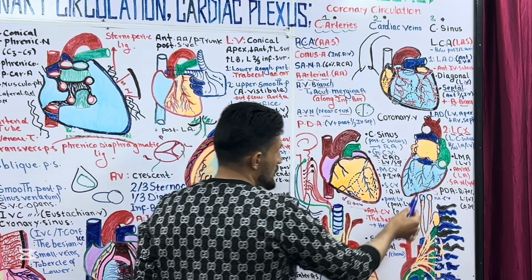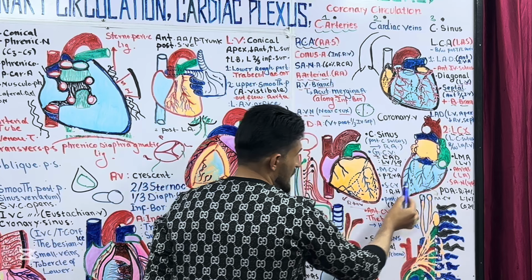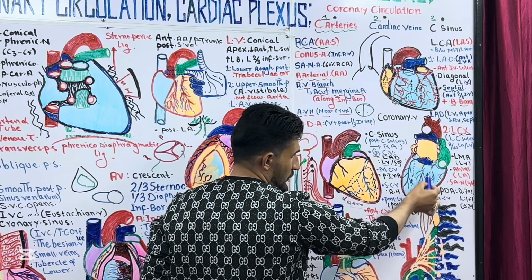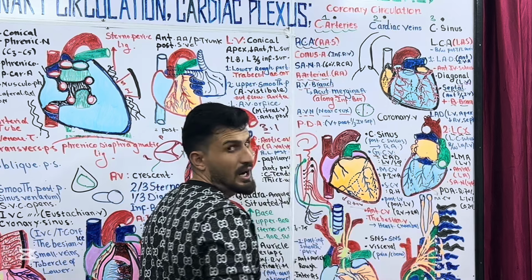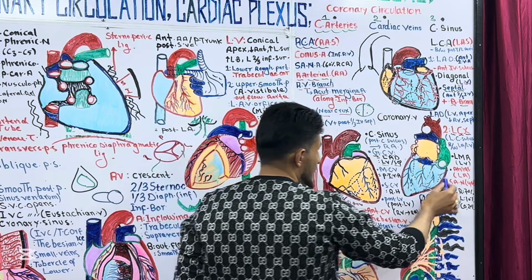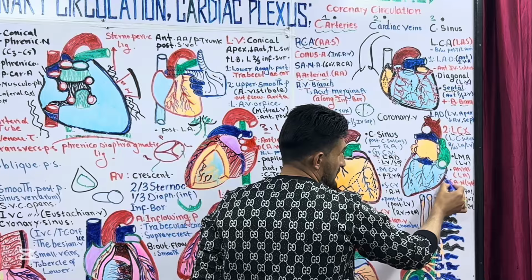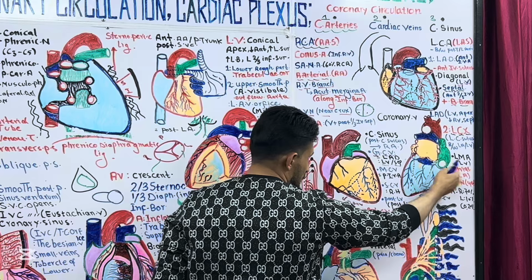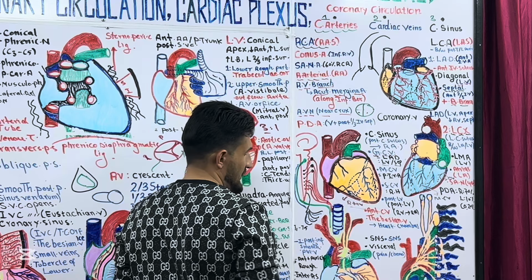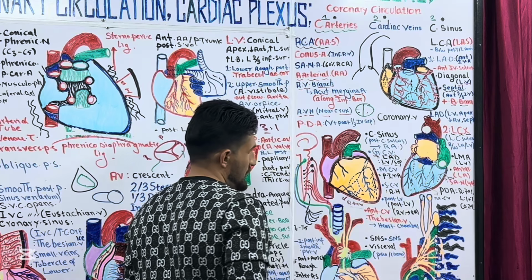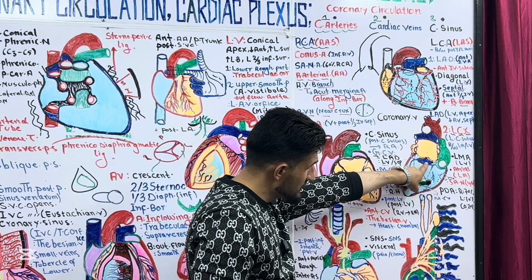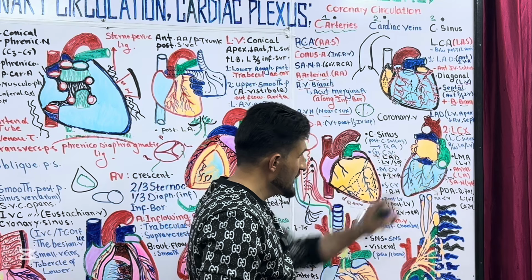And it runs with the posterior interventricular artery. Here is another vein which is called the small cardiac vein, and it drains the right heart. It is also drained by the coronary sinus.